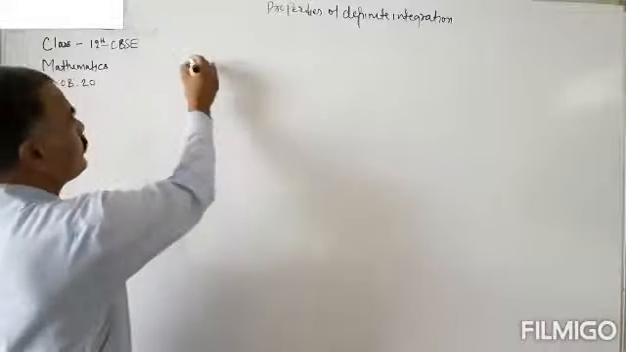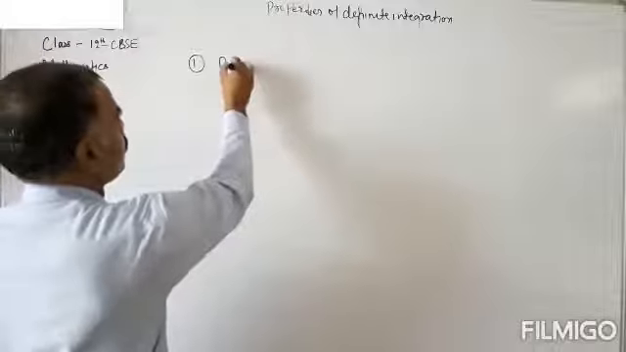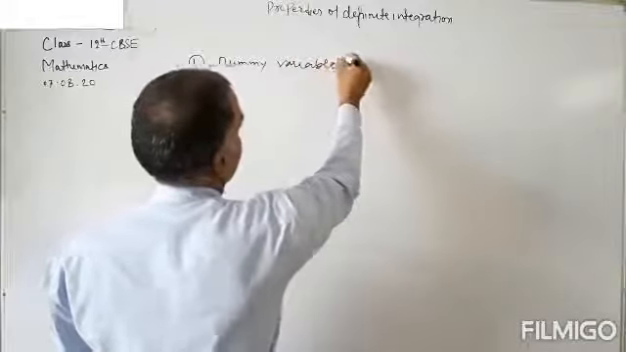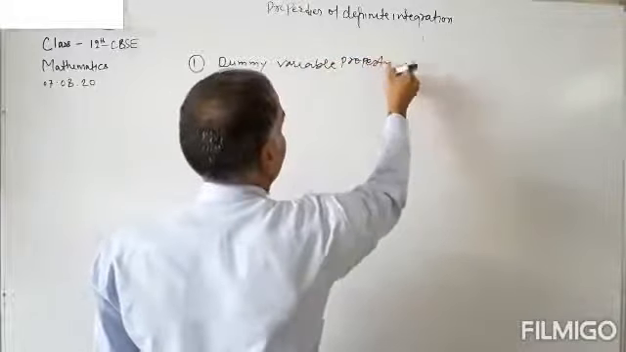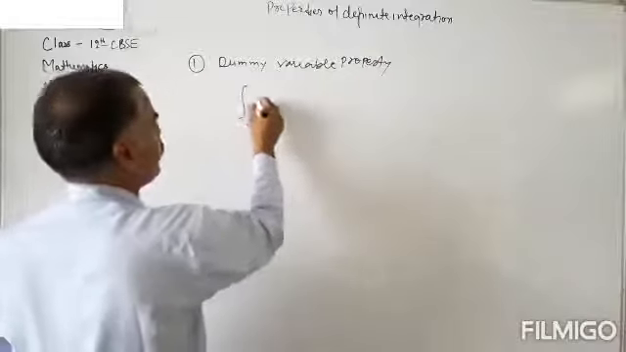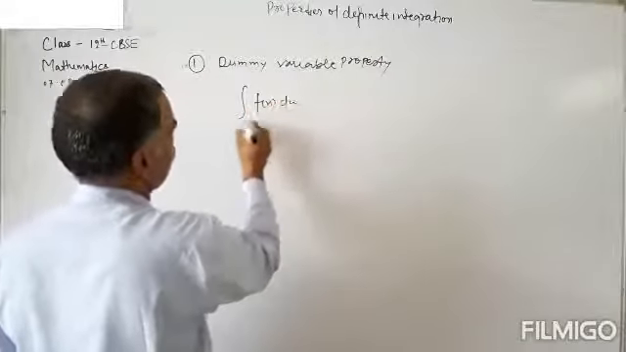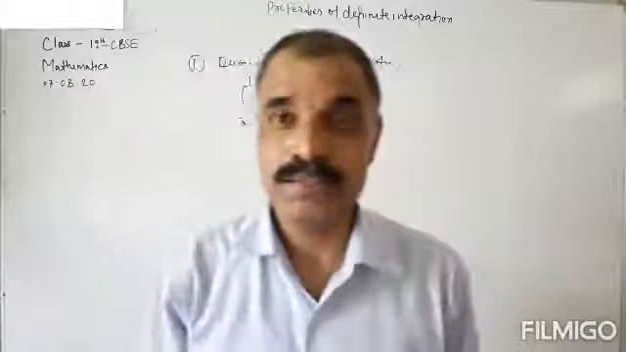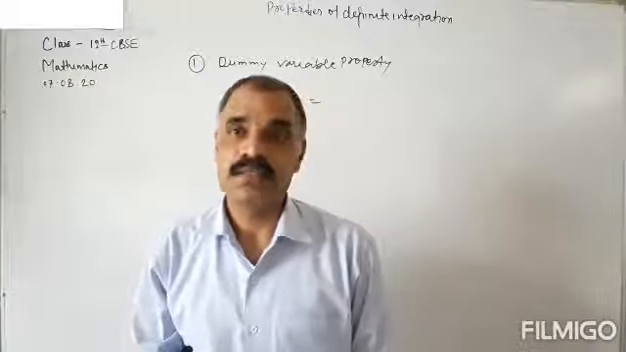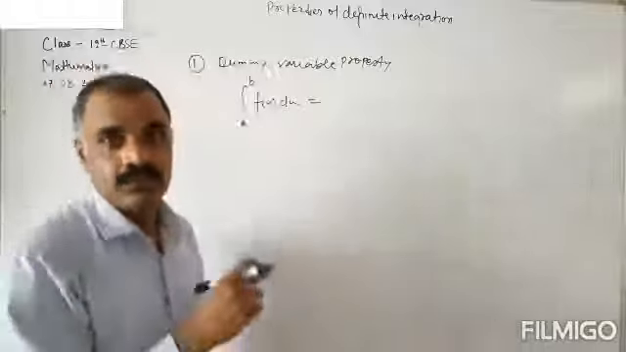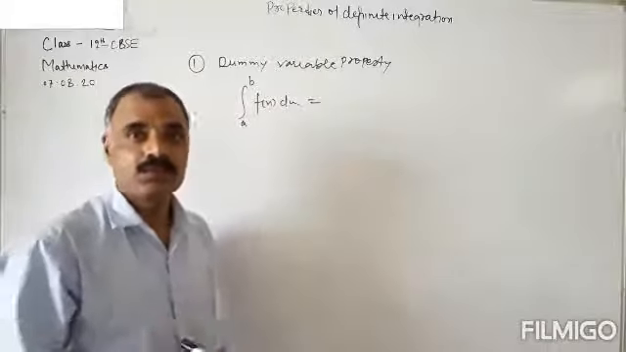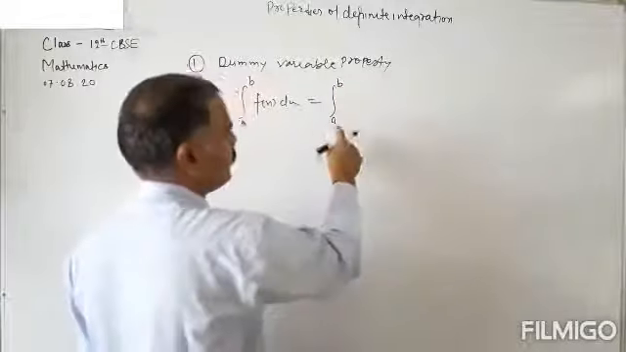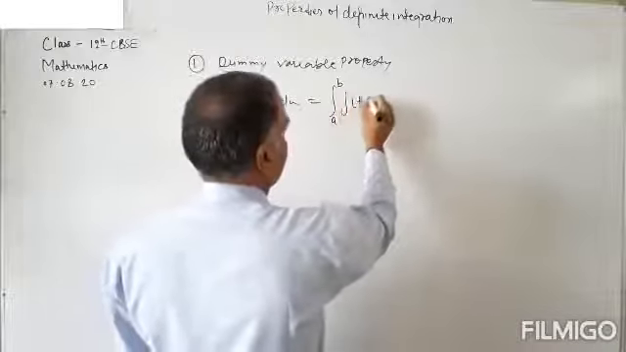The first property in this respect is the dummy variable property. What is this? If we integrate a function f(x) dx under the limit a to b, then we can change the variable. The value of the definite integration will not be changed. So integration of f(x) dx from a to b is equal to integration from a to b of f(t) dt.